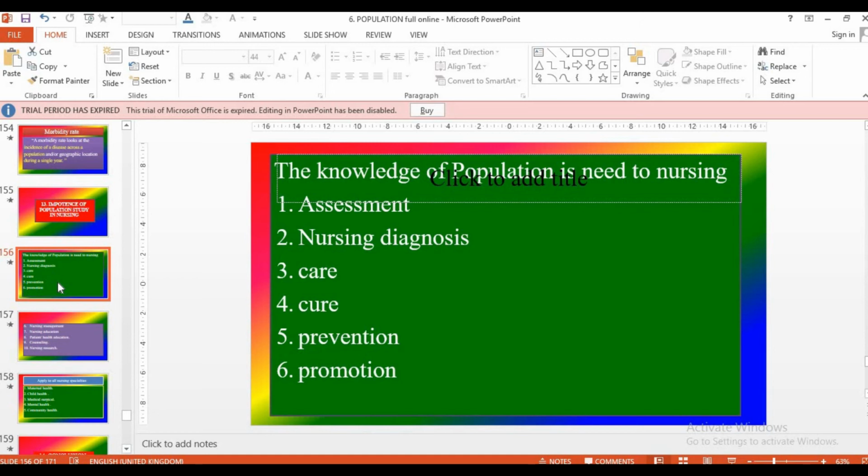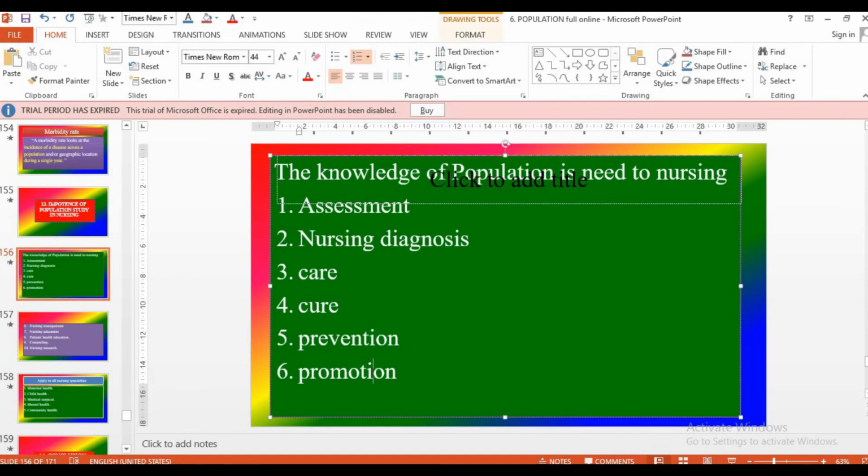Sixth one, promotion of health. Promote holistic health: physical health, mental health, and social well-being. The study of population is fundamental for nursing.